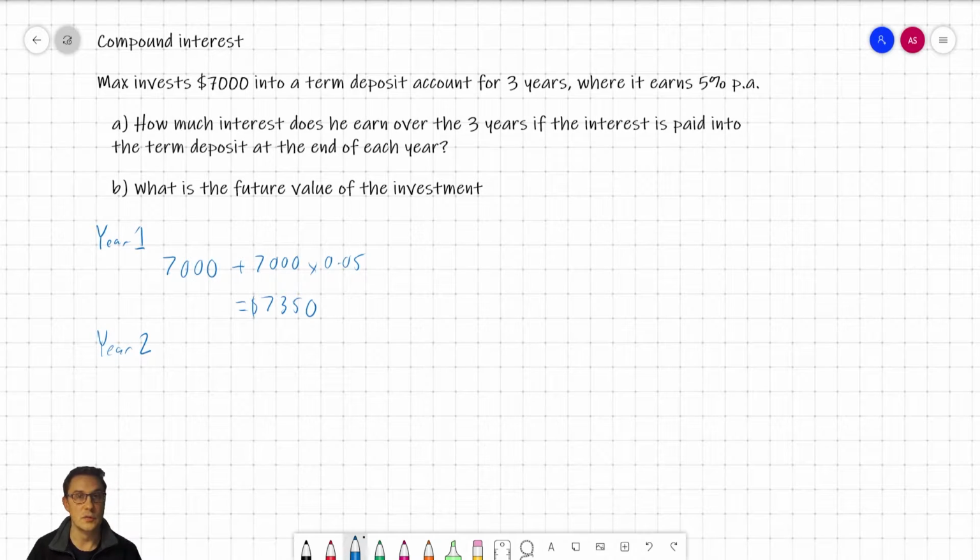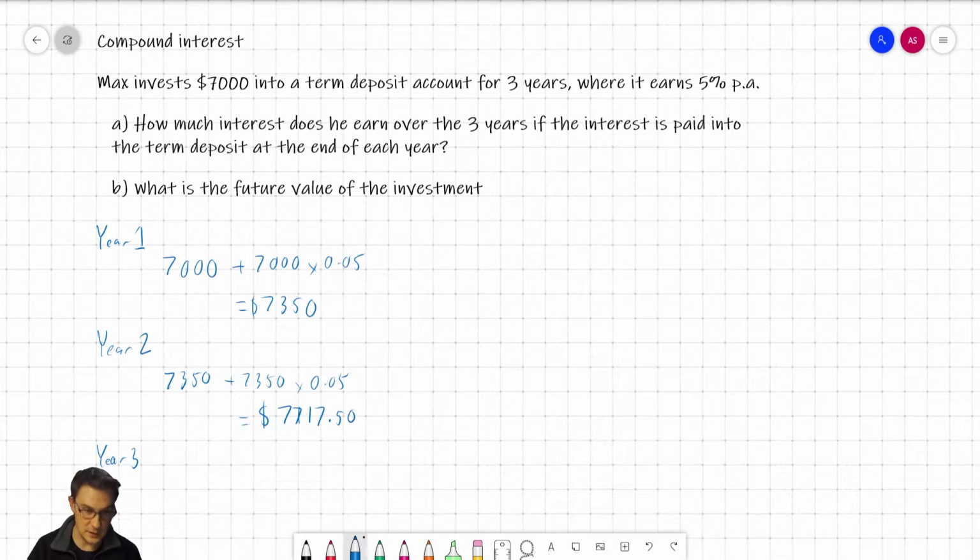Okay, let's move on to year two. Now for year two, we're using the amount we had at the end of year one to commence year two. So the $7,000 gets replaced by 7,350 in both instances, and we still times that by the same rate. And when we work this one out, then we get $7,717.50.